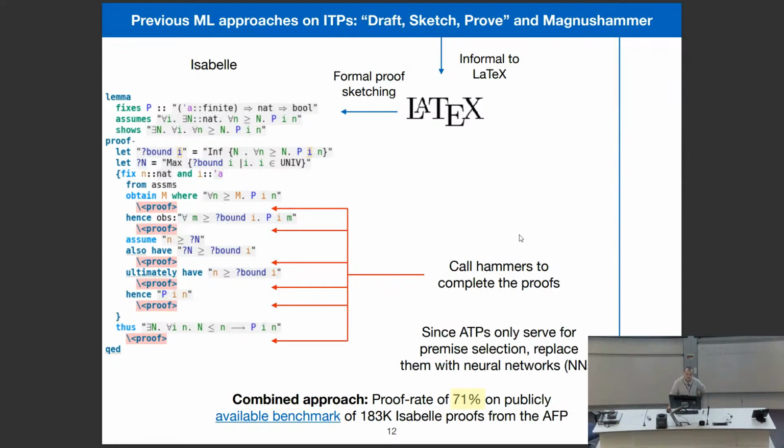If you combine the approach, as I said, they are calling sledgehammer. If you replace this with Magnushammer, they have a benchmark where they were able to complete the proof for 71% of 130K Isabelle proofs.